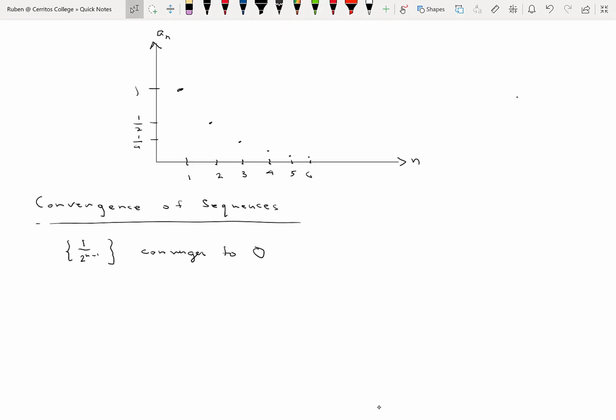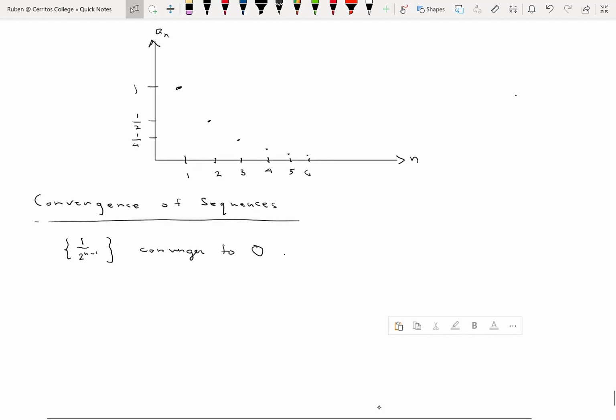To indicate that, we can write several things. We can write the limit as n approaches infinity of the general term 1 over 2 to the n minus 1 is 0. Okay, and that will do just nicely.